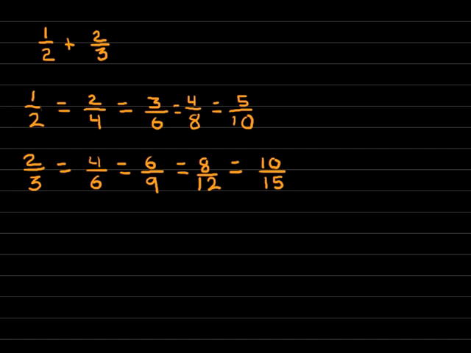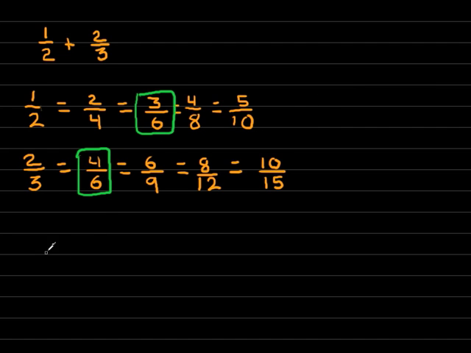Now we want to turn 1/2 and 2/3 into fractions that have the same denominator. So I look at all my denominators here of my equivalent fractions. 4, 6, 8, and 10 for 1/2, 6, 9, 12, and 15 for 2/3. Look at these two fractions. 3/6 is the same as 1/2. 4/6 is the same as 2/3. Those fractions have the same denominator, so I can just change my problem.